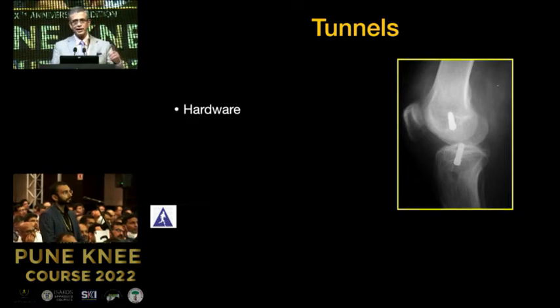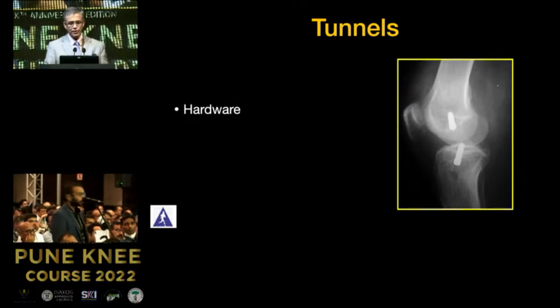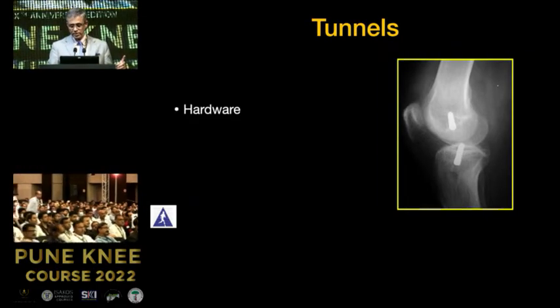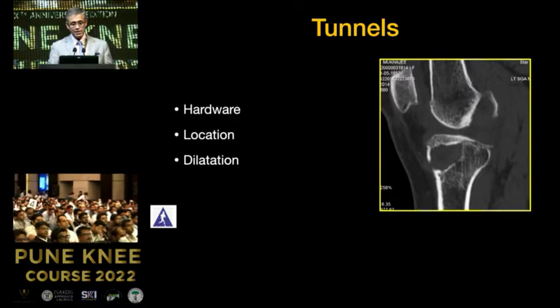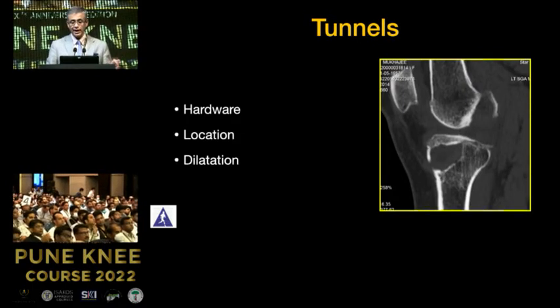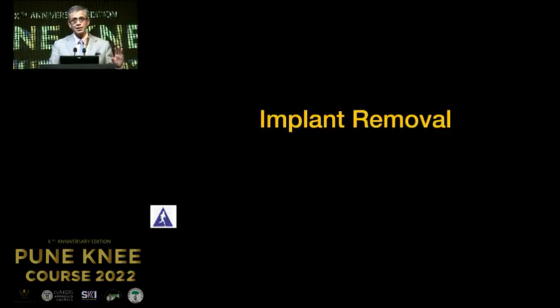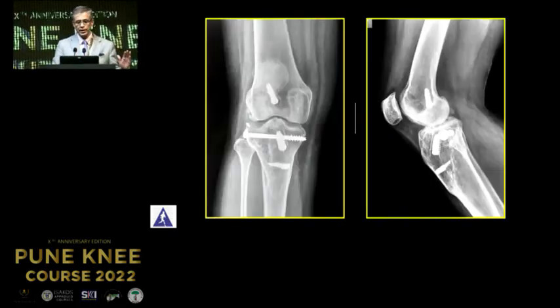Okay, we'll just take all the other topics of the revision panel. When we look at tunnels, we look at hardware problems, we look at location of the tunnels, and we're going to be looking at tunnel dilatation. So these are the 3 main things that we need to look out for. And obviously, we do have issues with removal of implants. So when you have something like this, as you would rightly observe, this is an endobutton that is floating in the joint. A button floating in the joint probably will pose a bit of a challenge for removal of a foreign body.